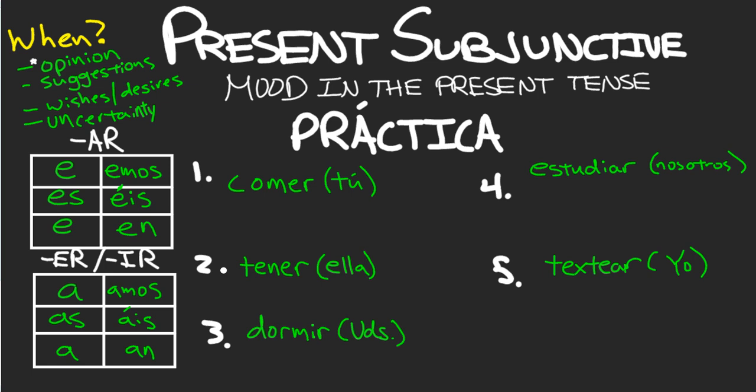All right, so let's start to go over the answers here. Comer, tú. Remember what we do is we take the yo form in the present tense indicative, cross off the o, use that remaining stem, and then find our ending. It's an ER verb for the tú form. So we go down to ER, tú form, to get comas.